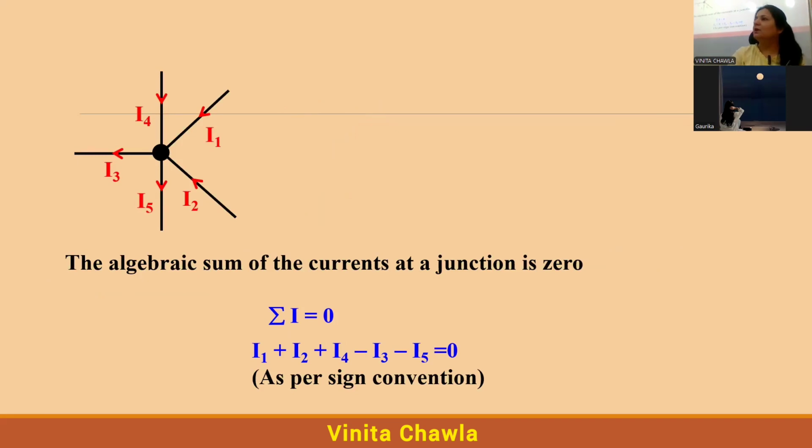The current law is based on the law of conservation of charge. The total charge is conserved, and we can use this law anywhere in a circuit. This law can be used in an open circuit as well as in a closed circuit.